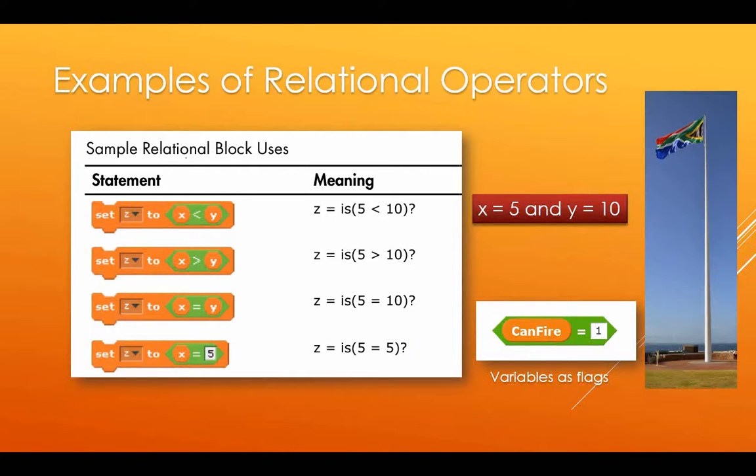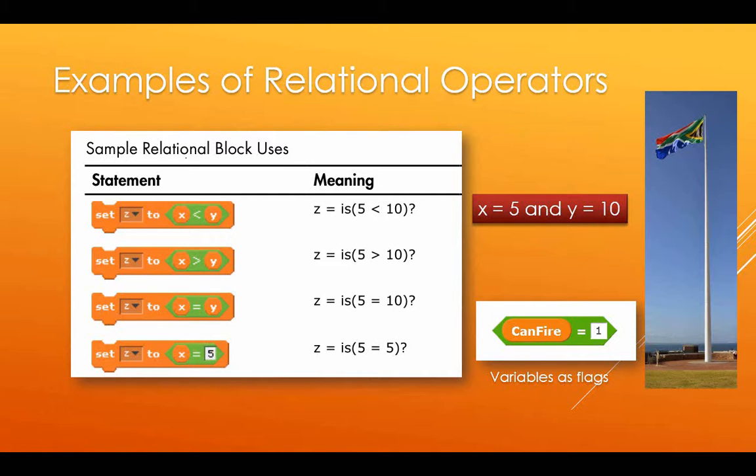Alright, so if we look at some examples, we've got two variables, x and y, that we're using to contain our values. And here on the right, we've said x is equal to 5 and y is equal to 10. So we have a third variable called z, and we're setting the value of that variable to the output of our operators. So is 5 less than 10? The answer is true, so z will have a value of true. Is 5 greater than 10? No, so z will be equal to false.